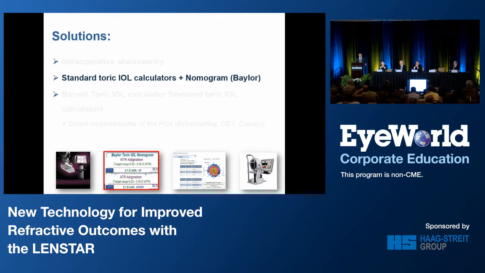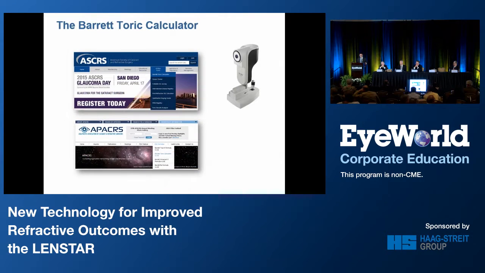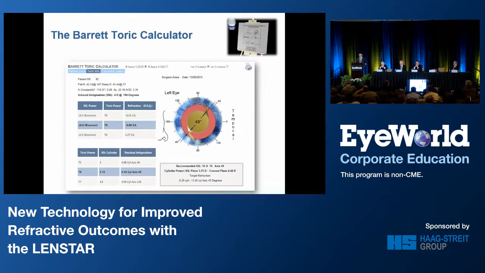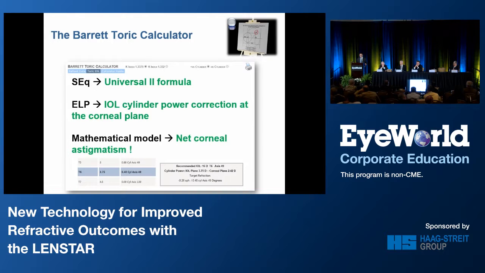One solution is to use intraoperative aberrometry. Another solution is to use standard toric IOL calculators with a nomogram like the Baylor. And a third option is to use the Barrett Toric calculator. As you heard, this calculator is available on the ASCRS and APSRS websites, as well as on the LENSTAR device. This is an all-in-one solution. It uses the Universal 2 formula to predict the postoperative spherical equivalent. It uses the effective lens position to calculate the IOL cylinder power correction at the corneal plane. And it uses a mathematical model to estimate the net corneal astigmatism by utilizing anterior corneal measurements.